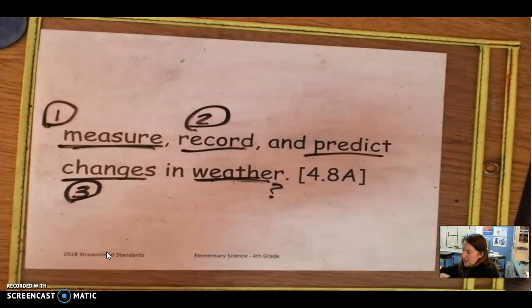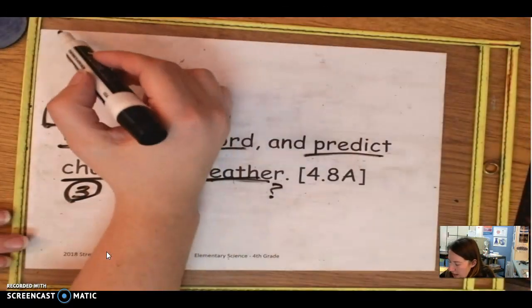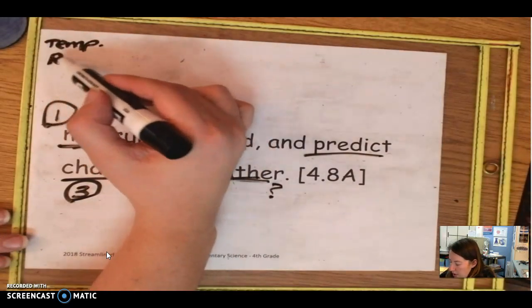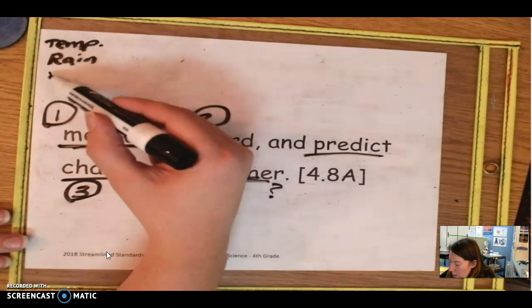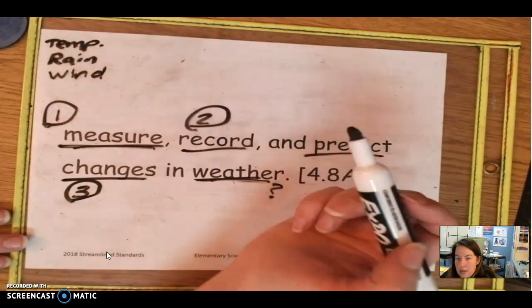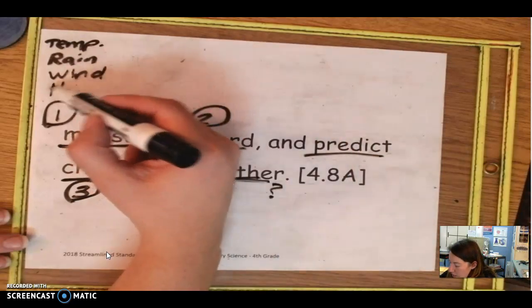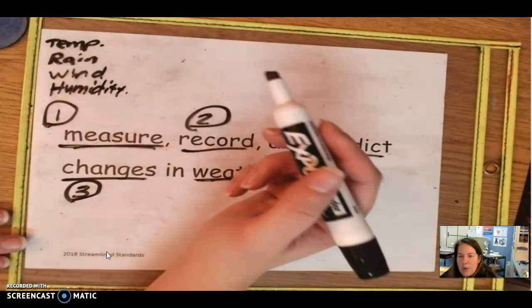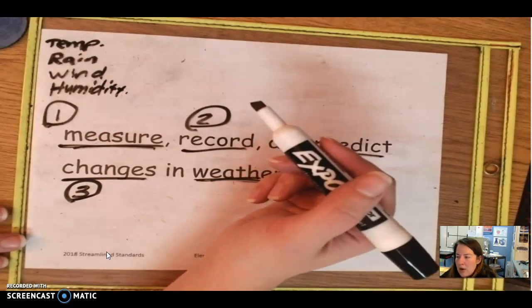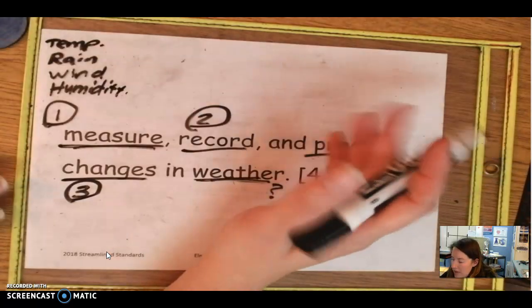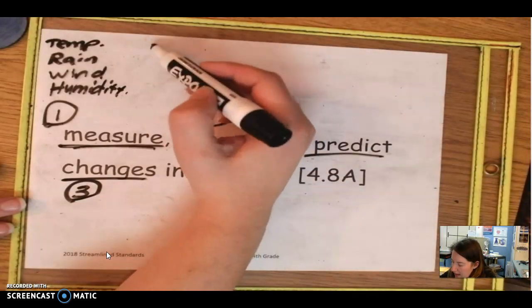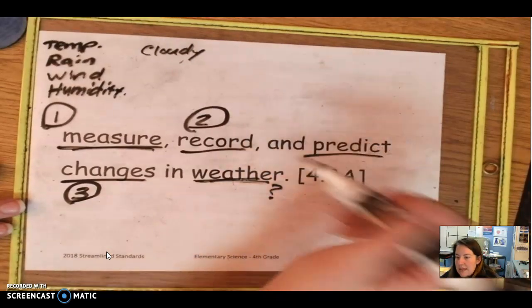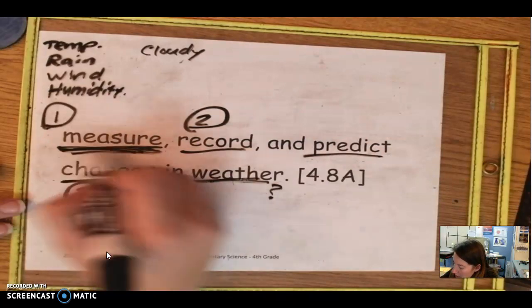So let's write down some of those things that we could possibly measure. We could measure the temperature. We could measure how much rain we're getting. We could measure the wind. We can measure how much humidity there is. That means how much moisture is in the air. There's all different sorts of things we can measure. We can look at how cloudy it is outside. There's all different sorts of things that we will learn how to measure.